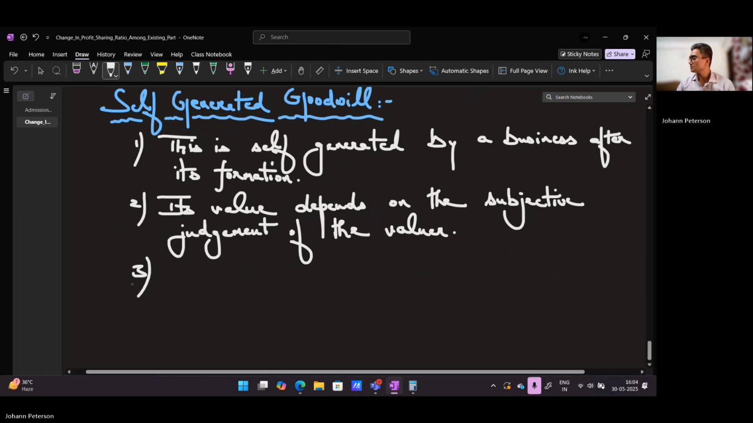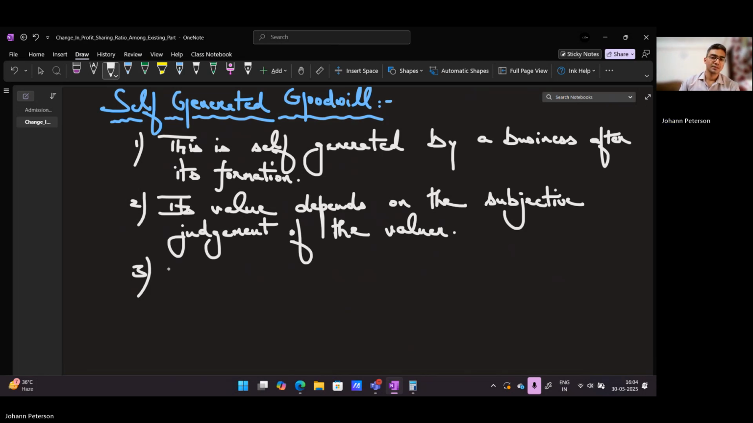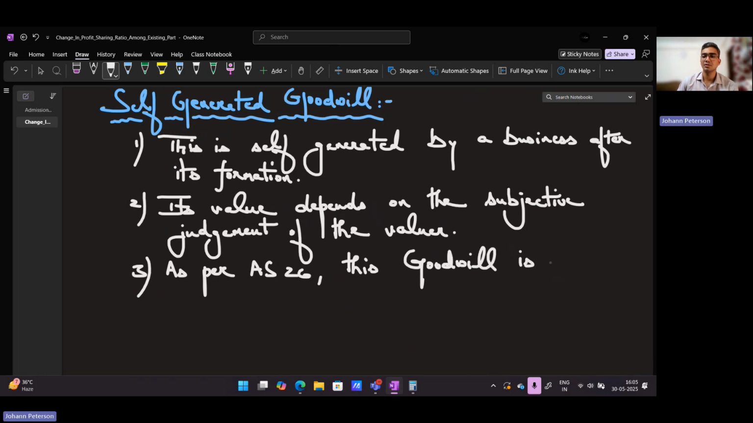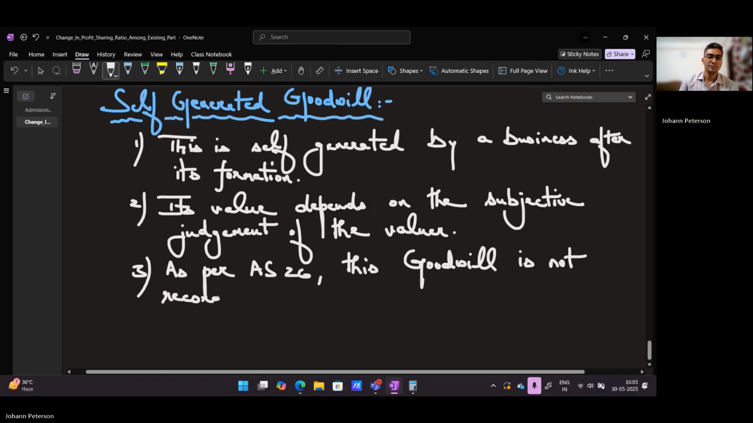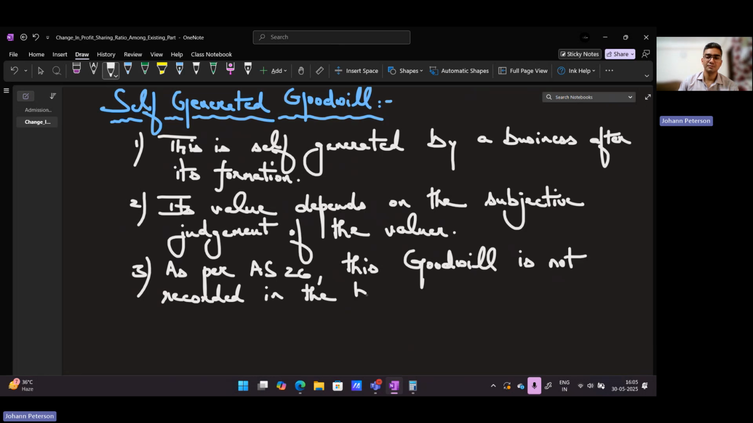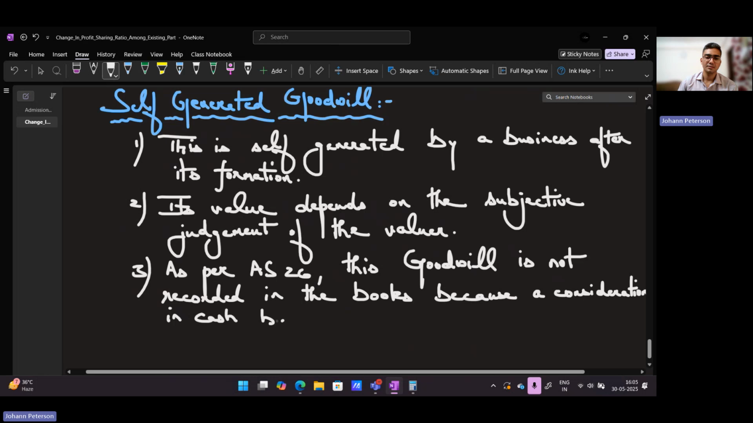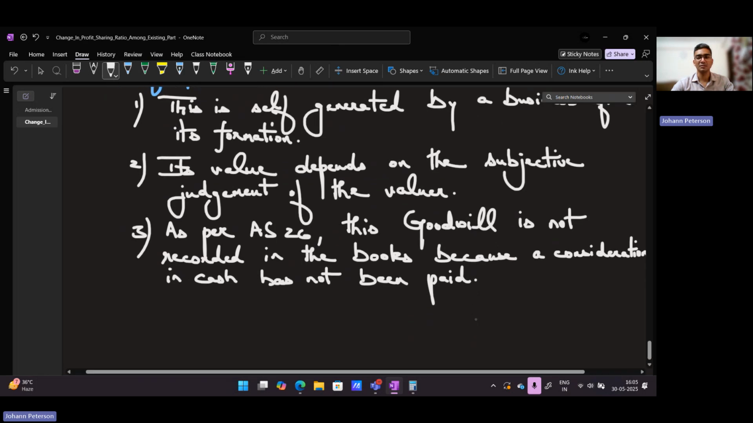The next, as per accounting standard 26, this goodwill is not recorded in the books, because a consideration in cash has not been paid. So this kind of goodwill is not paid up in cash. So definitely we are not going to write this in our books of accounts.